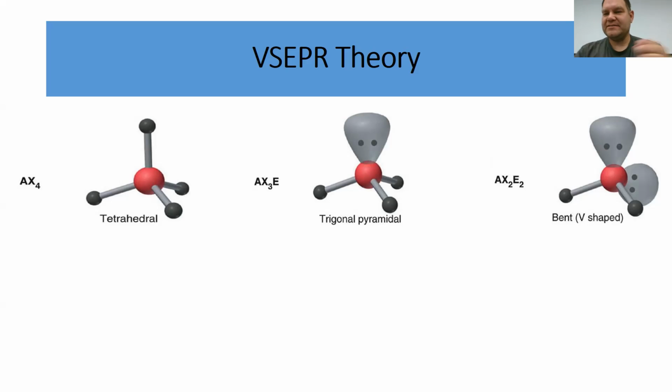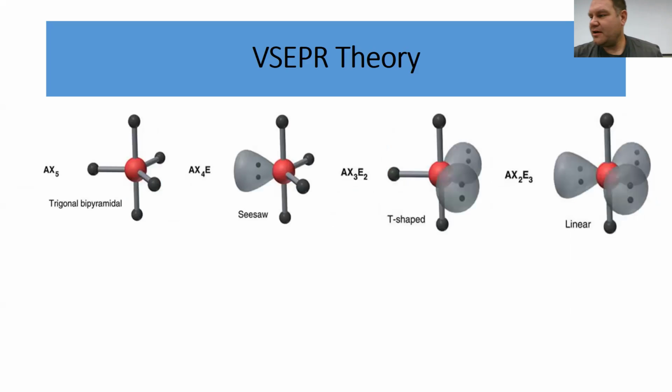And then we've got bent again. The only difference between this bent and the other one is now we have two lone pairs. So we have a lone pair here and here. So it's going to push that angle even closer, and it's going to go down to a 105-degree angle. So this is like what water would look like, or a model of water.